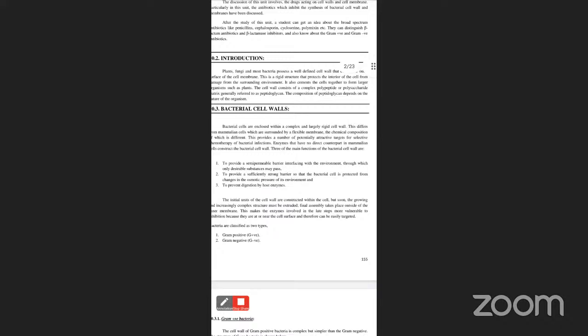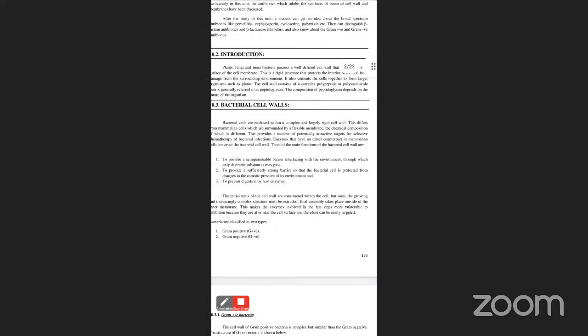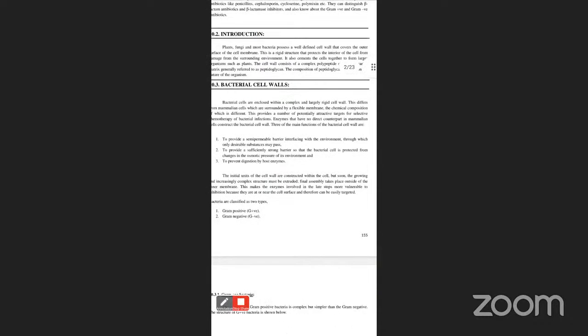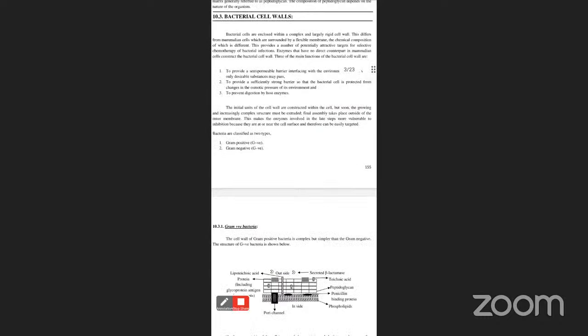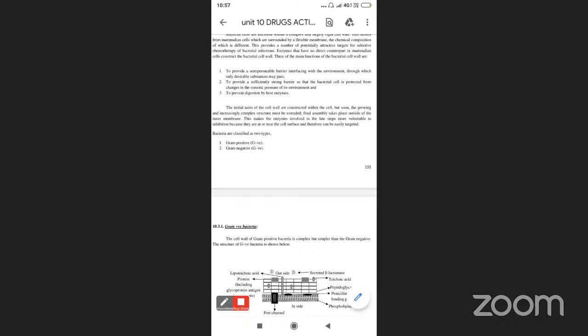Okay. And as I already told you, there are two types of bacteria, gram positive and gram negative bacteria, and they differ. You can see the structural features of the gram positive and gram negative bacteria here, right? Structurally they differ. So how they differ, you can see. First we'll take the gram positive bacteria.